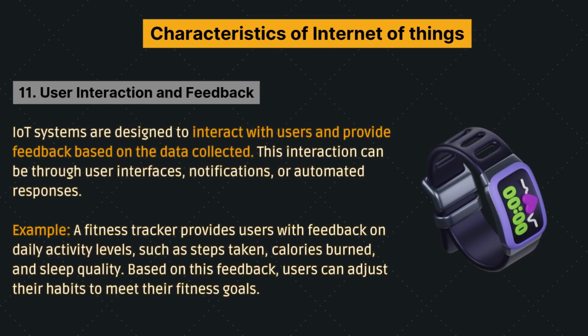Another important characteristic is user interaction and feedback. IoT systems are designed to engage with users and provide feedback based on collected data. This can happen through user interfaces, notifications, or automated responses. For instance, a fitness tracker gives you feedback on your daily activity, like how many steps you've taken or how well you've slept. This helps you adjust your habits to reach your fitness goals.